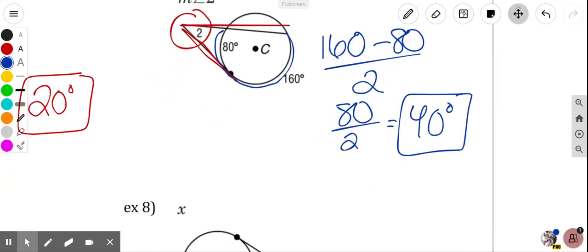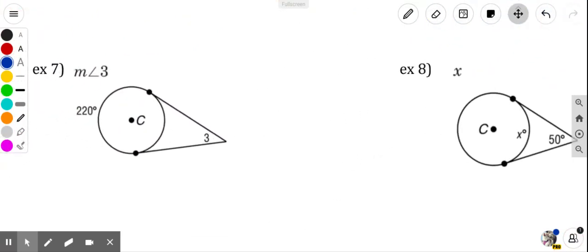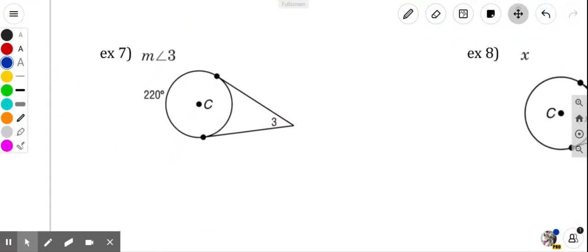The last two examples are both involving two tangents intersecting outside the circle. So those examples, there's a few different kinds you can have. So let's do this first one. We're asked to find angle 3. So again, this is two tangents intersecting outside the circle. Angle 3 is formed by those two tangents intersecting.